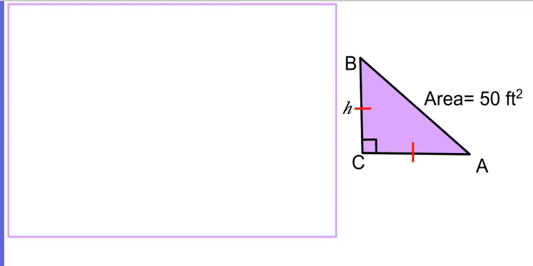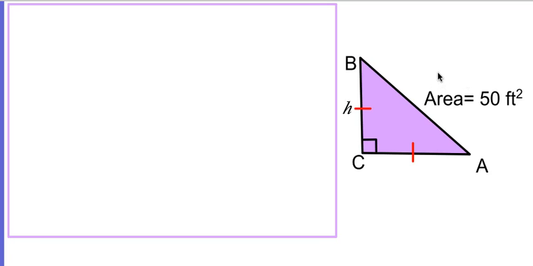Hello, everyone. Let's continue working on some geometric problems using the quadratic equation so that we can solve for an unknown. So in this first exercise, we were given a triangle, and because we have this box, we know it's a right triangle. Because we have these two tick marks, we know that it's an isosceles triangle. So we have an isosceles right triangle whose area is 50 square feet.